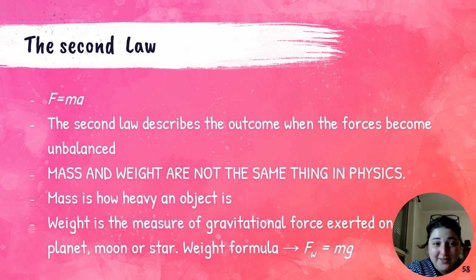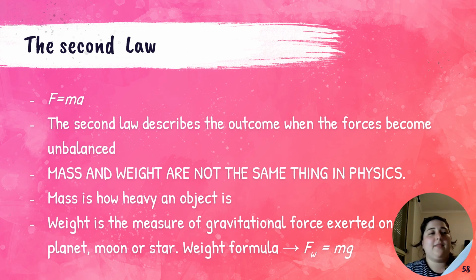Mass is how heavy an object is, and weight is a measure of gravitational force exerted on an object from what it's on, whether it be a planet, a moon, or a star. The weight formula is Fw, so the force with a small w for weight, equals mass times gravity. So if you want to find out what your mass is, you would do your weight. Let's just make this easy and use nice round numbers. So you know that acceleration due to gravity on Earth is 9.8 meters per second squared.